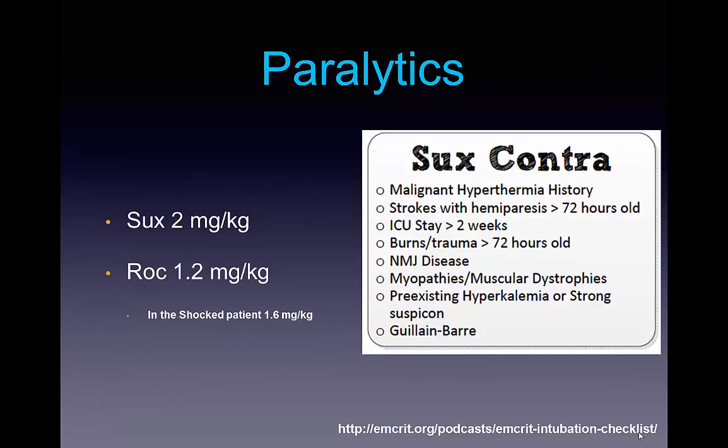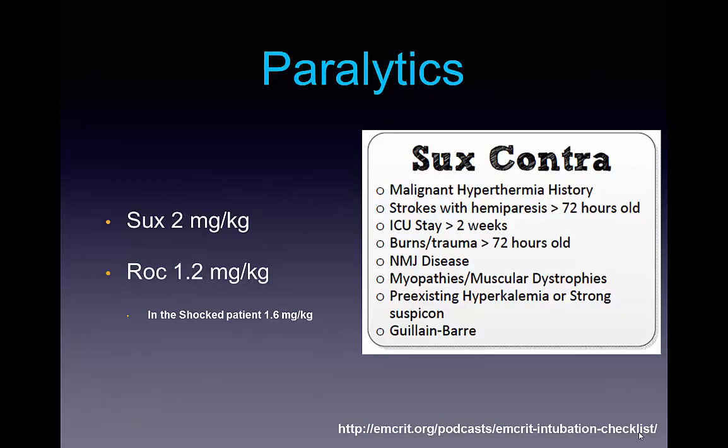When you're thinking about muscle relaxants, there are typically two drugs that come to mind: succinylcholine and rocuronium. Succinylcholine is usually given at a dose of 2 milligrams per kilogram and has some very important contraindications. Essentially, any patient with recent neurologic illness or chronic neurologic illness in the form of myopathies or neuromuscular disease can be excluded from the use of succinylcholine. And this is due to the fact that it causes in these patients a high rebound hyperkalemia.